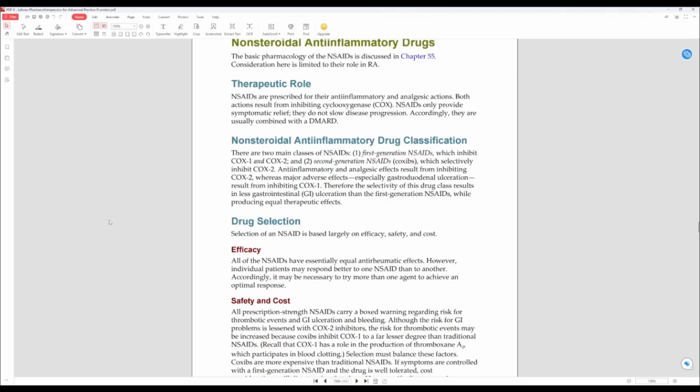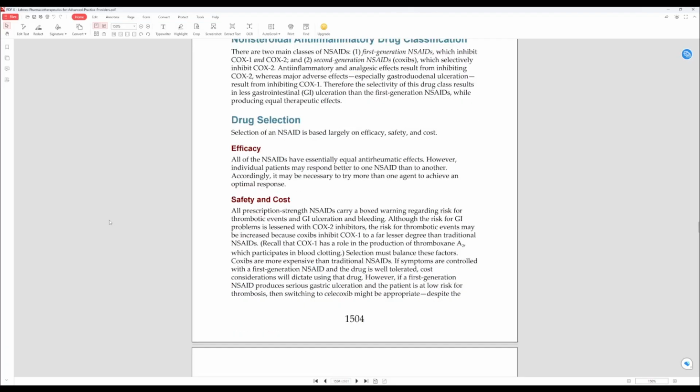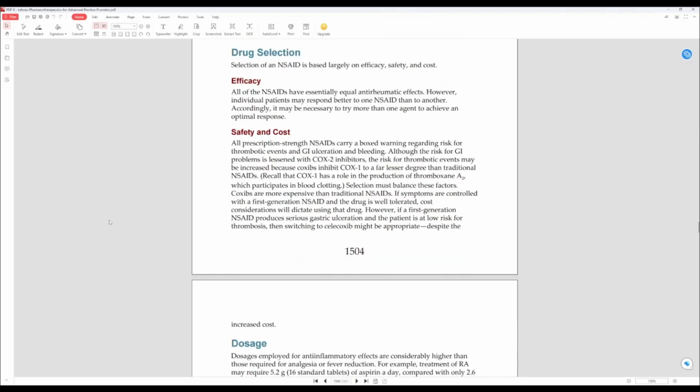Nonsteroidal anti-inflammatory drug classification. There are two main classes of NSAIDs: the first generation, which inhibit COX-1 as well as COX-2, and second generation NSAIDs, which selectively inhibit COX-2. Anti-inflammatory and analgesic effects result from inhibiting COX-2, whereas major adverse effects, especially gastroduodenal ulceration, result from inhibiting COX-1. Therefore, the selectivity of the drug class results in less gastrointestinal ulceration than the first generation NSAIDs, while producing equal therapeutic effect.